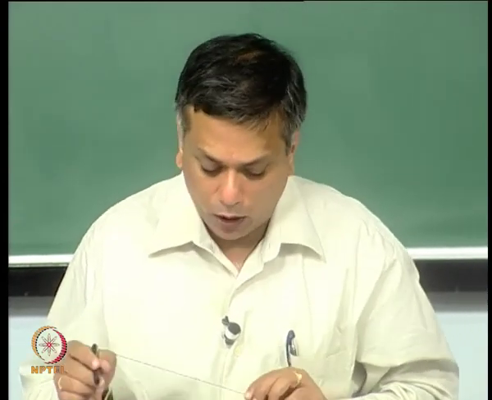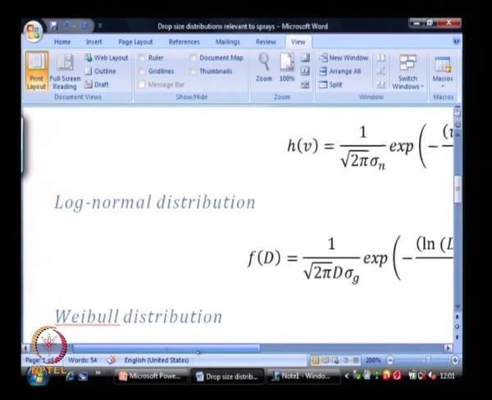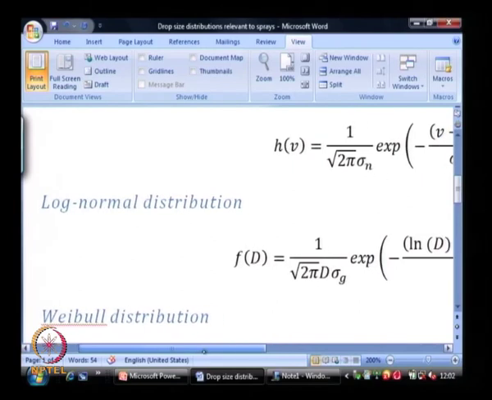Okay, so, the reason I put the semicolon in that parameter description is the PDF itself is only in the variable v, but the parameters in the PDF, v bar and sigma n, can be functions of r, theta, z and t. Now, this is one simple PDF that occurs quite commonly, we will see this.